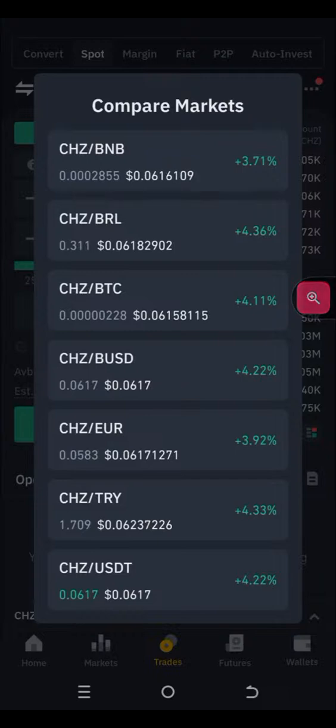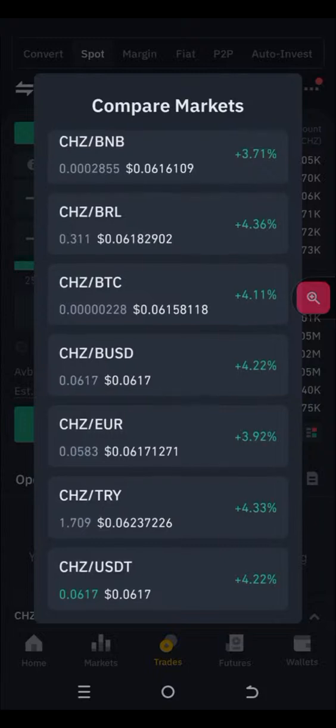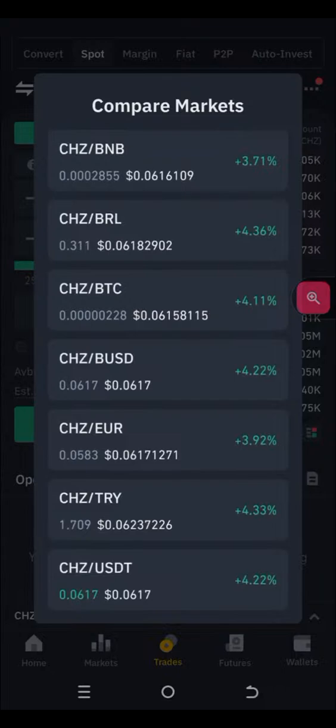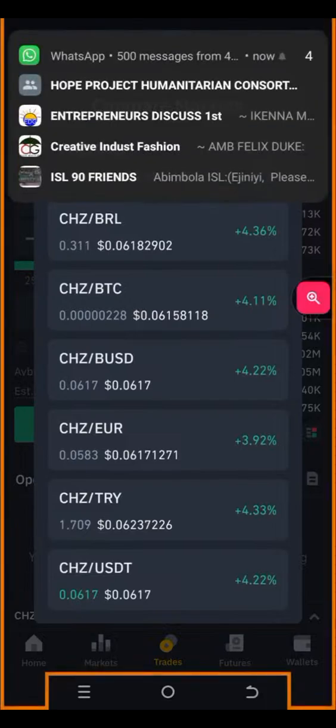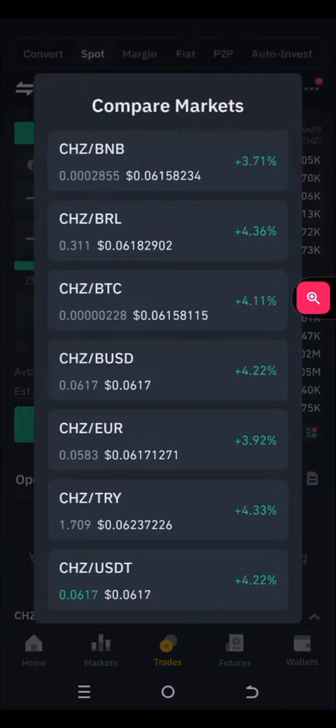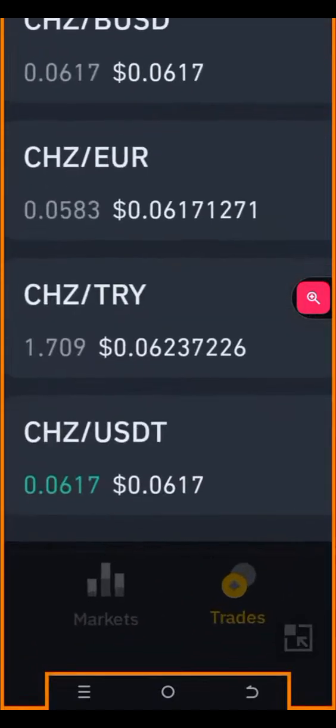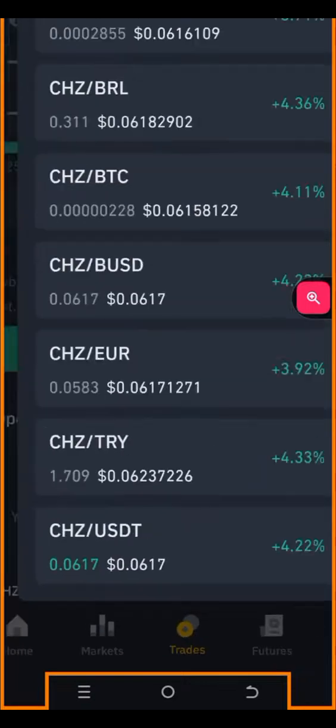Looking at this, which one is the cheapest price? You have to look at what is the cheapest price. We can see that it looks like BTC 0.0615. We have 0.0618 as BRL. We have 0.0616 as BNB. Then where's the USDT? USDT is 0.0617. Let me show you that. 0.0617. Let's look at that. So which one will I go for?